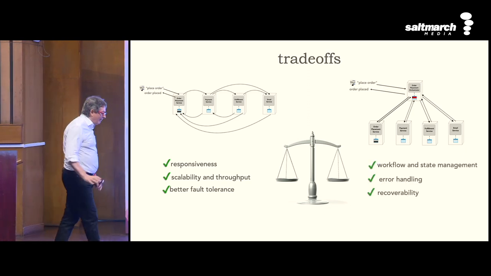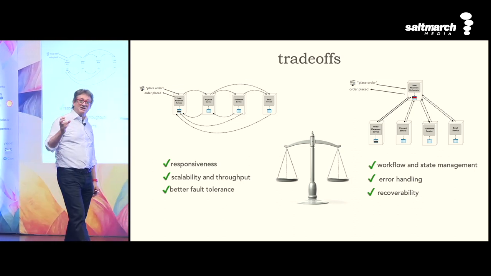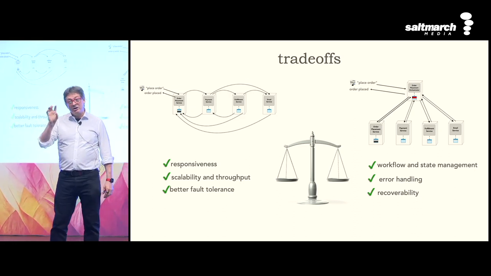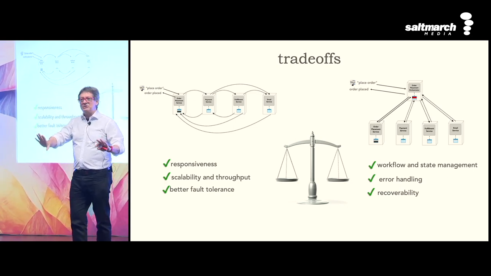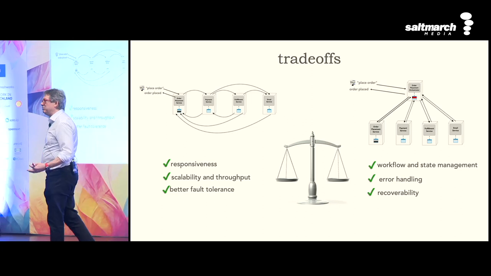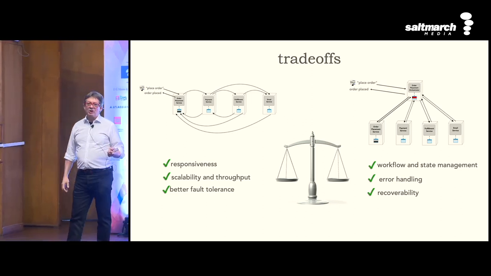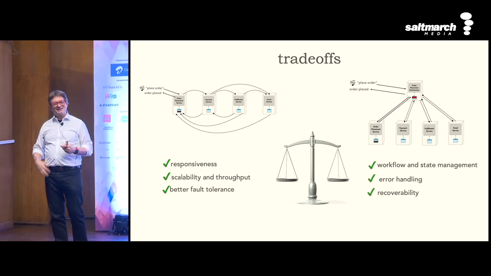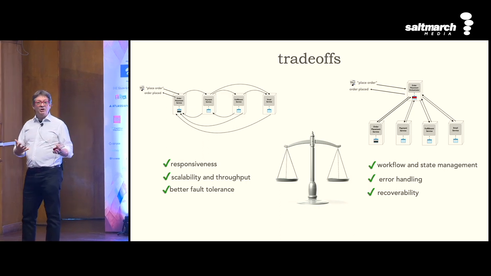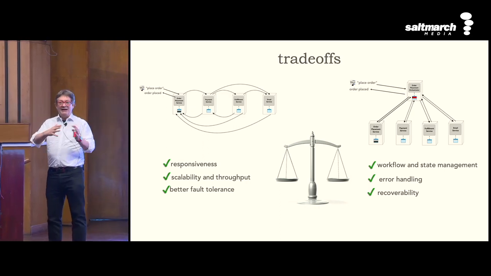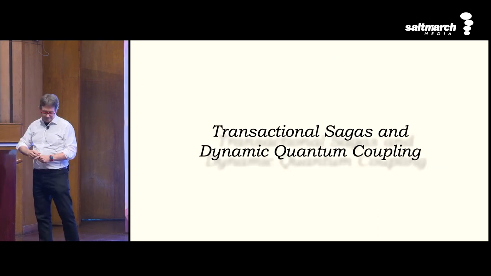But if you have complex workflows, you're much better off using an orchestrator because that complexity has to go somewhere, and it's really nice to put it in an orchestrator and not add all that extra workflow complexity into the domain services. Error handling is much easier because you have a mechanism in your architecture designed to handle errors, and recoverability is better because now you have a clear state owner, and it can manage state for that workflow without doing a whole bunch of complicated stuff.